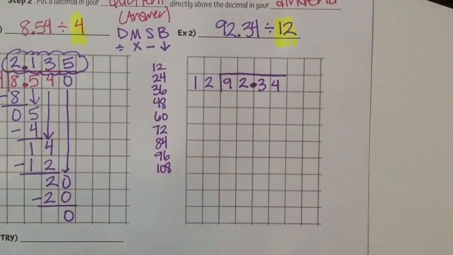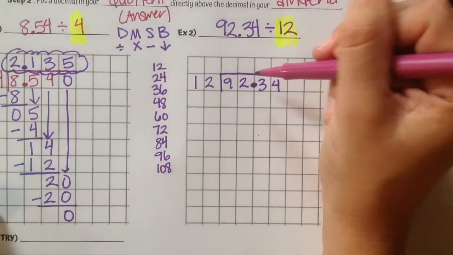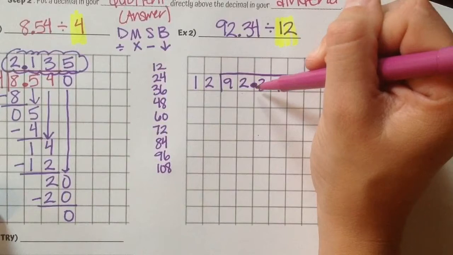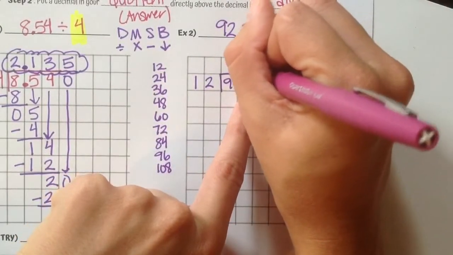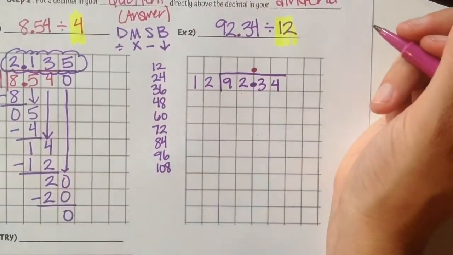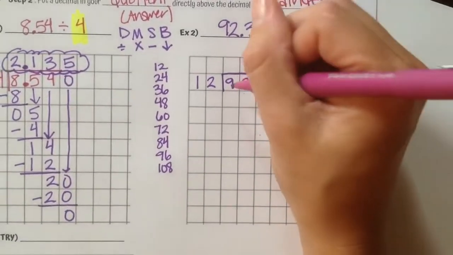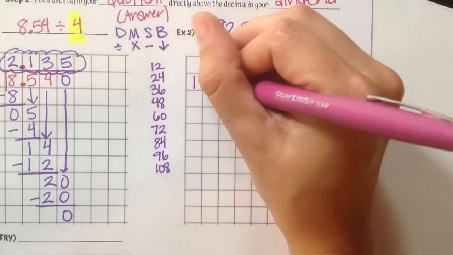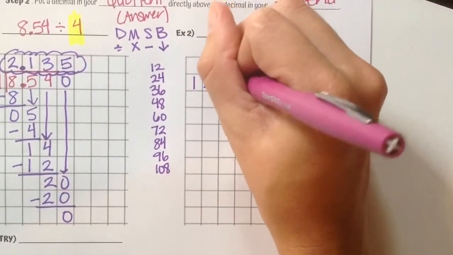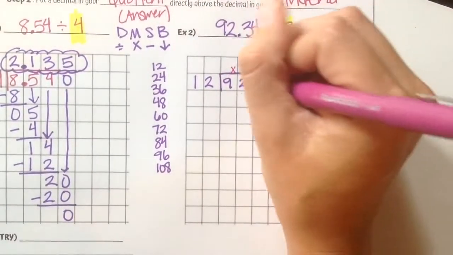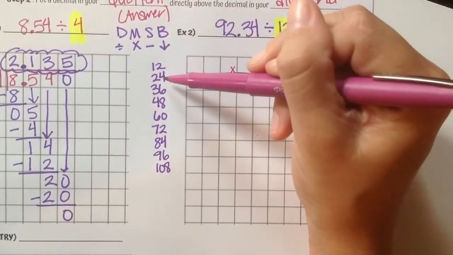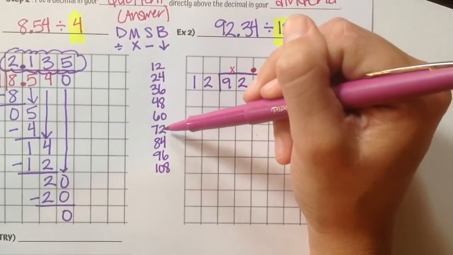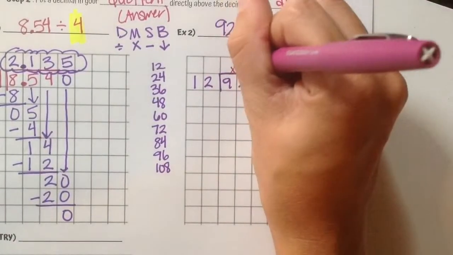Again, step 2 is the most important part. The decimal in our answer up here has to be in the same spot directly above it in the dividend. So if our decimal is here in our dividend, our decimal has to go directly above it in our answer. And let's go ahead and divide. 9 divided by 12, that's too small, it doesn't go in, I'm going to put an X there. So move on to the 2 digits. 92 divided by 12. It goes in 1, 2, 3, 4, 5, 6, 7 times.